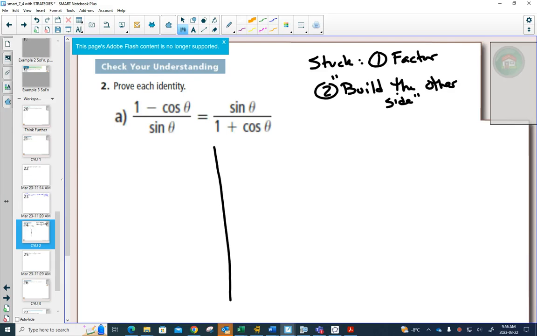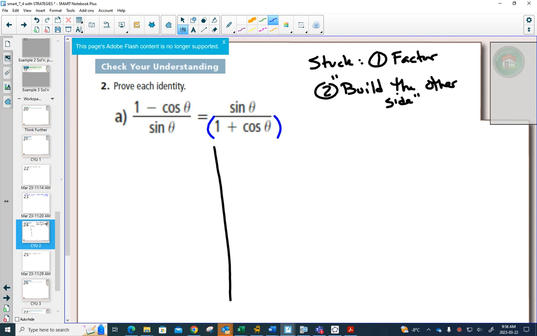So this is going to be a question where we are going to use the build the other side strategy because we've got a single fraction on both sides and we are stuck. What the build the other side strategy does is it says, if the 2 sides aren't equal, why don't you make something equal? Like, why don't you make the denominators or the numerators the same? What would happen then? Maybe a hint will appear. So what that means in this question is, well, on the right-hand side, I have 1 plus cos theta as a denominator. On the left-hand side, I have sine theta as a denominator.